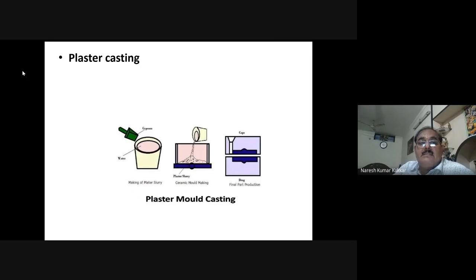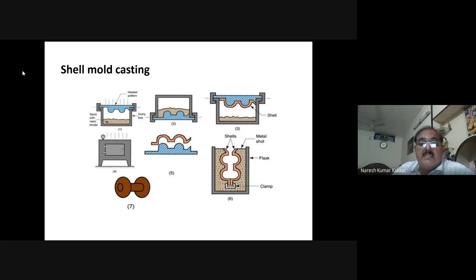Then comes plaster casting. In plaster casting, a slurry is made, and that slurry is added when gypsum is used, and the final product is like this. It's the same way as sand casting, but here the main thing is that gypsum is used. Then comes shell molding, where proper shells are created. Same way, material has to be added, but various types of shells are used, and depending on the shell, material is added and shapes are created.